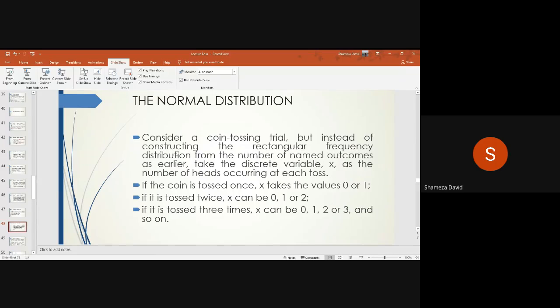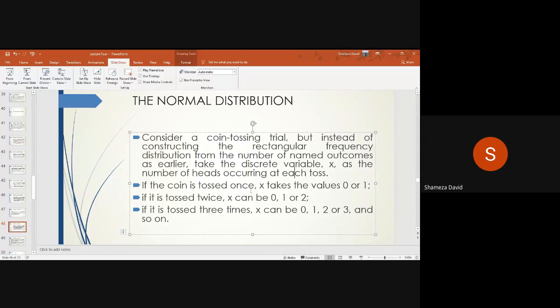And so an example here, if you consider a coin tossing trial, but instead of constructing the sort of, remember we said that we can use the Venn diagram, and I think we saw in the last class how we can use the Venn diagram to represent our sample space and so on. Instead of doing that, let's take a discrete variable x as the number of heads occurring at each toss. So we're really only concerned with the number of heads. Just forget about how many heads, how many tails. We're only concerned with how many heads will occur at each trial.